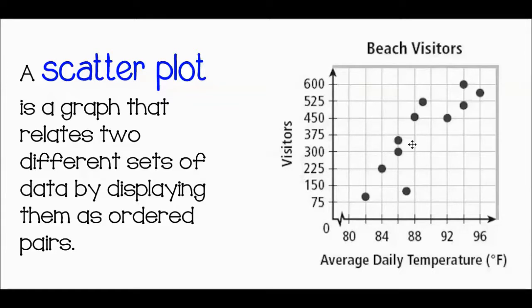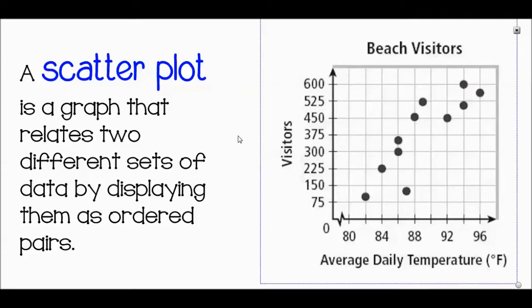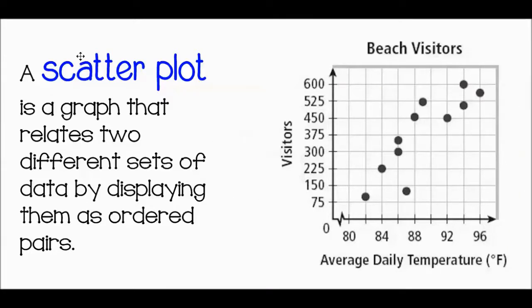But as the temperature goes up, like let's say that it's 94 degrees, it might have 600 visitors or almost 500 visitors here. So you can see that there is a correlation here. As the temperature increases, you have more people that are attending the beach, which if you think about it is kind of common sense, but this is a mathematical representation of that.